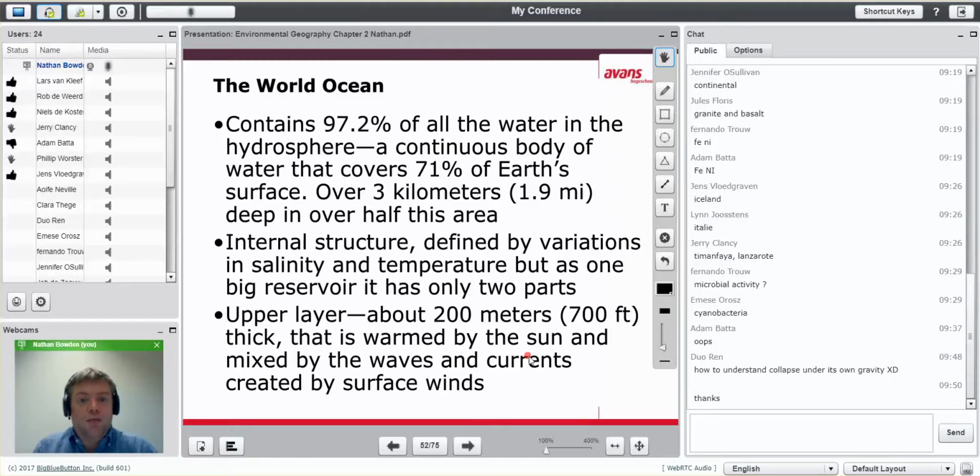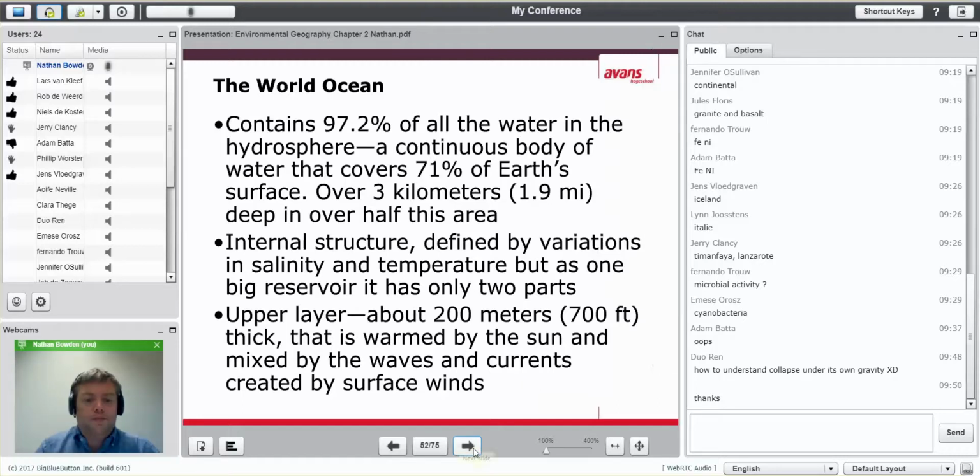Its internal structure is defined by variations of salinity and temperature. As I mentioned in lakes, the study of lakes is called limnology. If you ever take a class in limnology, you'll see that the lake has different layers, but the oceans do as well. About 200 meters thick in the upper layer of the ocean is warmed by the sun and mixed by the waves and the currents and surface winds.